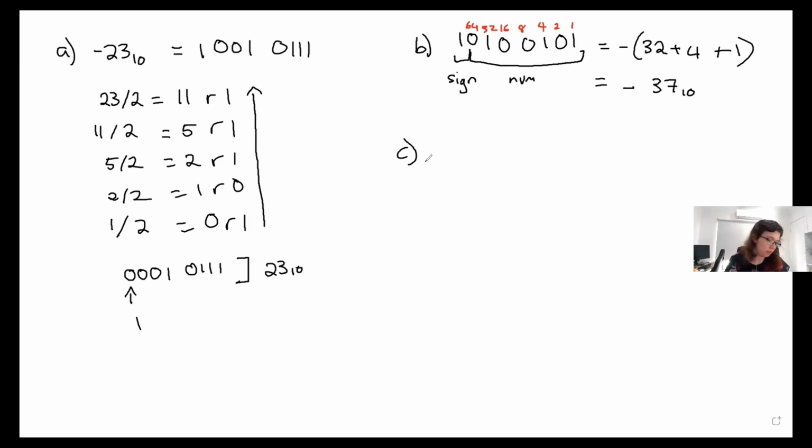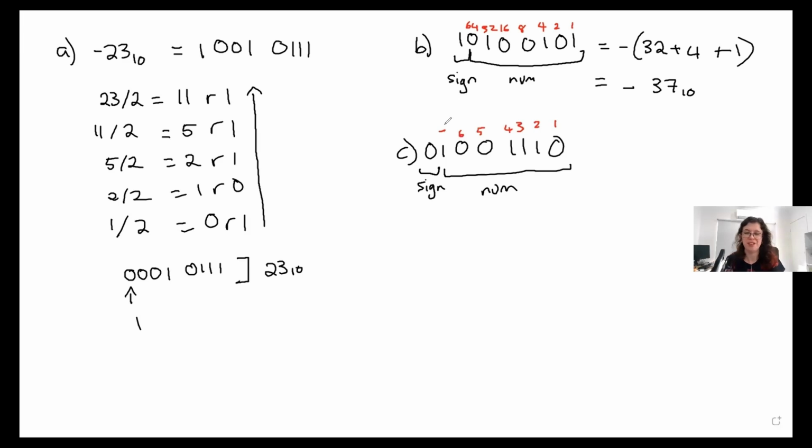So lastly, we have 0, 1, 0, 0, 1, 1, 1, 0. So again, first bit is the sign. The rest is the number. So straight away we can see this is going to be a positive number, and then we can have a look at which other bits are switched on. So again, our place values 1, 2, 4, 8, 16, 32, and 64. Sorry, I'm getting a bit ahead of myself with numbers today. I'm trying to talk and write at the same time. It's not really working out for me.